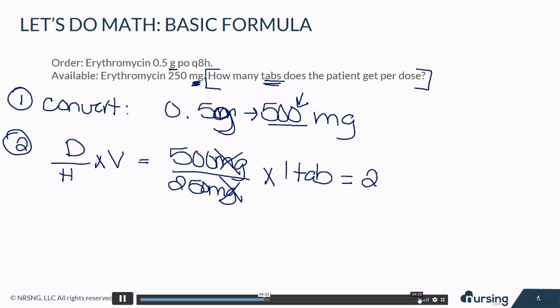Okay, don't forget to go back to the question and make sure you answered it all, and make sure that you labeled your answer. If all you did was leave this at 2, you're going to get the answer wrong. What you want to make sure that you do is you label 2 tabs, and that should be your answer. Easy peasy, right? Let's try another one.